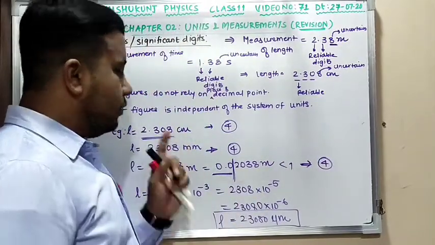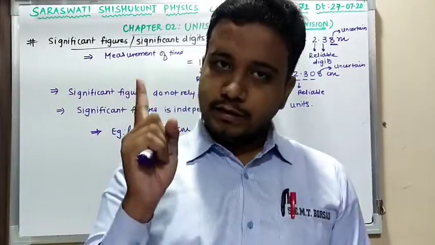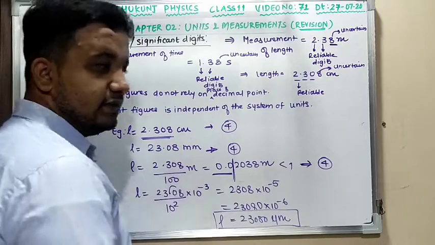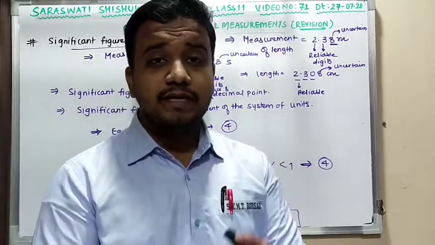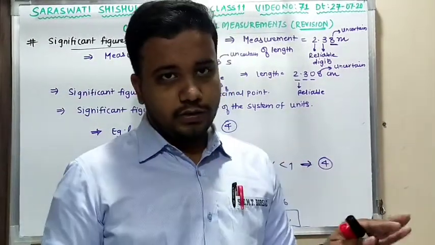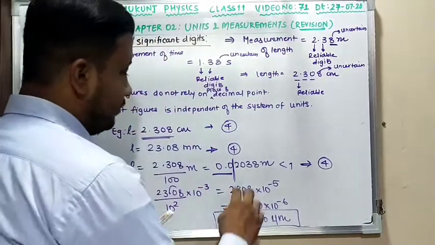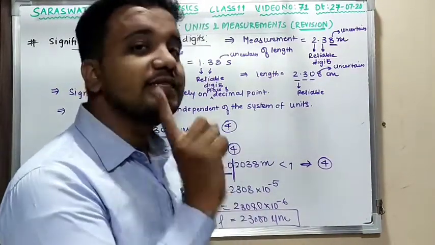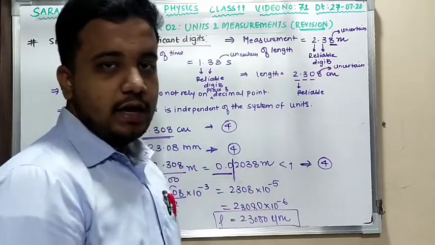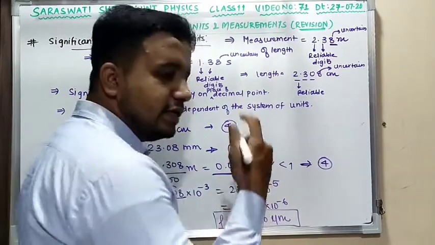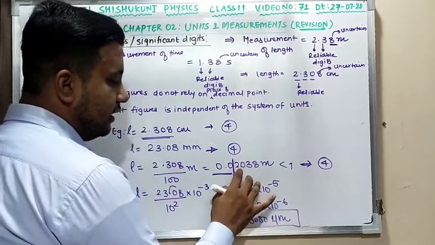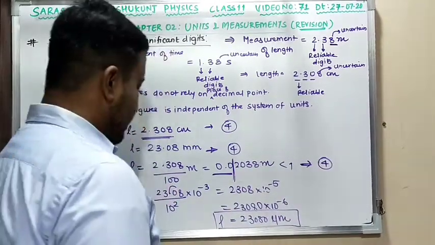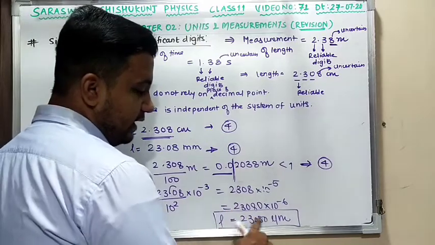Rule number 1, 0 between two non-zero digits is considered to be significant. Second, 0 between two non-zero digits is considered to be significant whether the decimal point is there or not. Clear? Second thing, trailing zeros towards the left of the first non-zero digit, if the number is less than 1, are not significant. But 0 between two non-zero digits is considered to be significant. So here it is 1 2 3 4. So significant digits is 4. Clear?